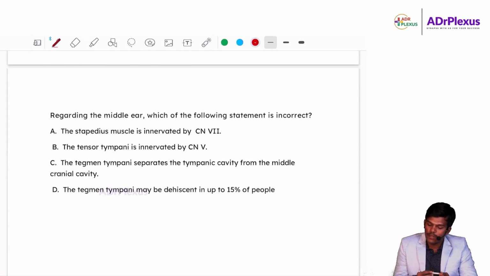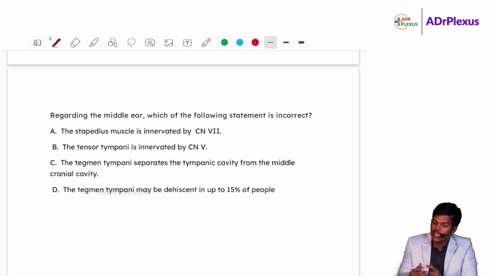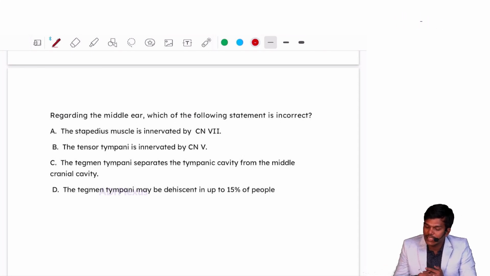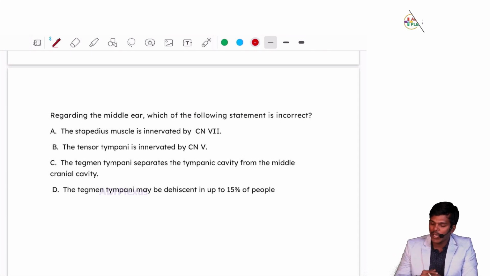So we'll brush it up with a question regarding the middle ear. Which of the following statements is incorrect? The stapedius muscle is innervated by cranial nerve 7. Is it true? Yes, it is true, because stapedius originates from the mesenchyme of the second pharyngeal arch, which is supplied by the 7th nerve. Tensor tympani is innervated by cranial nerve 5. Yes, pharyngeal arch 1 is supplied by the mandibular nerve, a branch of the trigeminal nerve. So that is also correct.